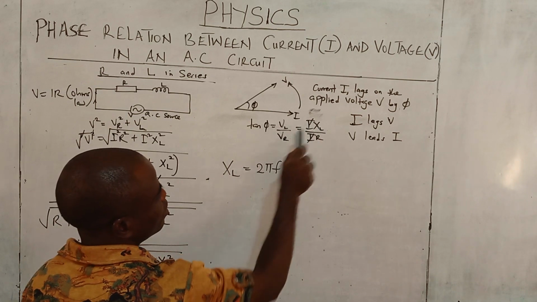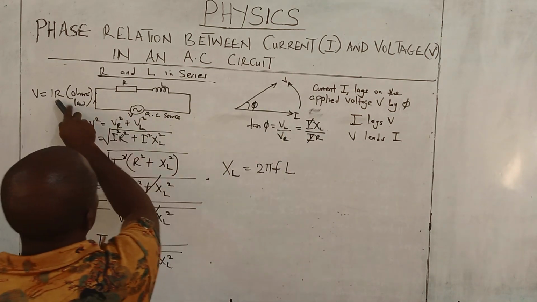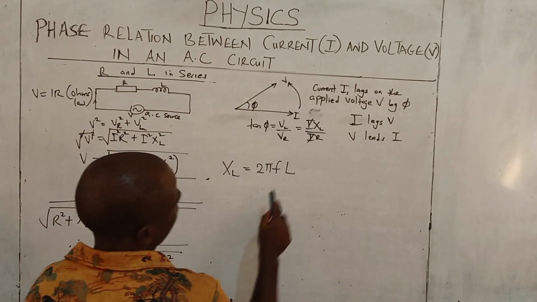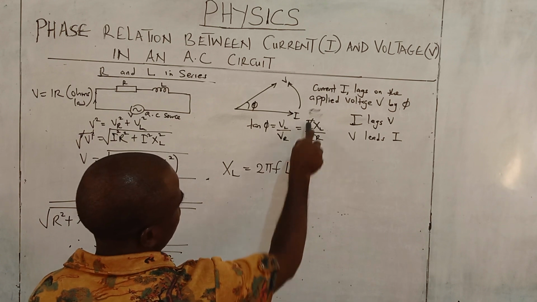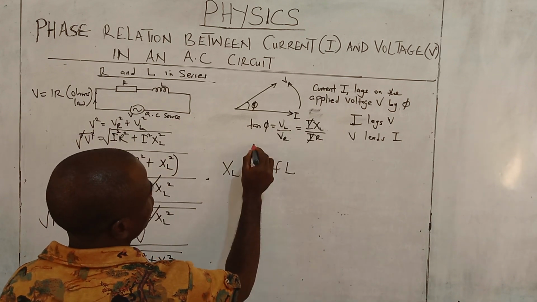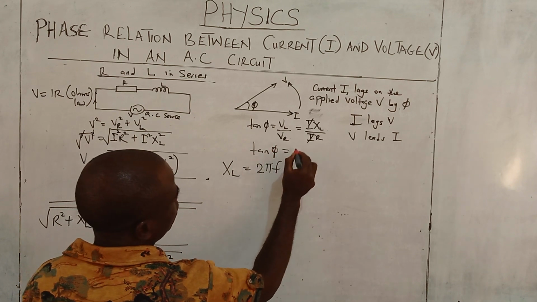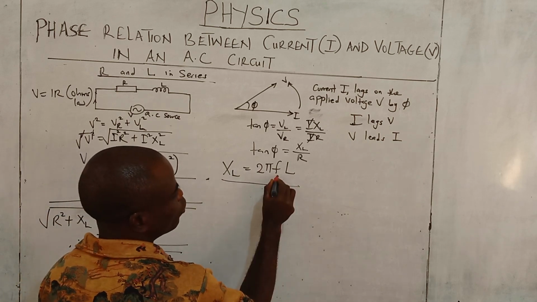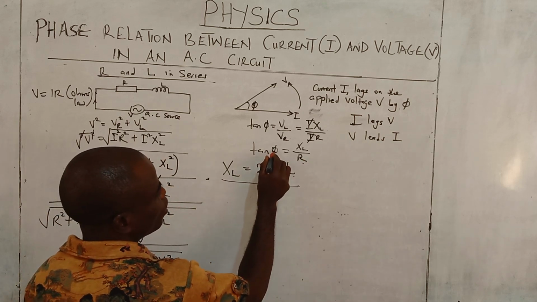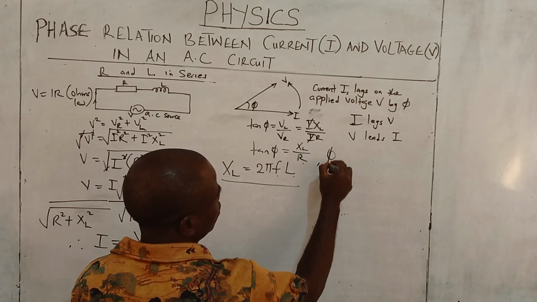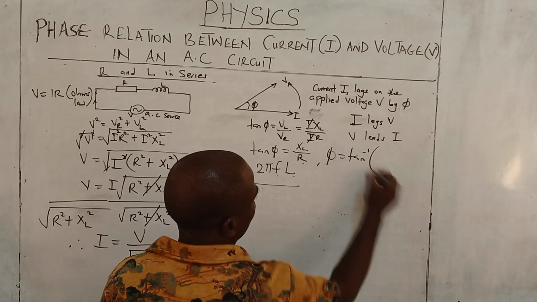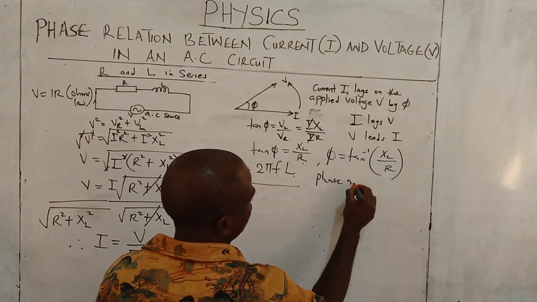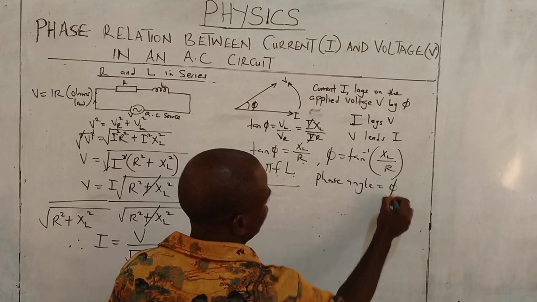Now VL is I XL, when you apply Ohm's law, and VR is IR. So you have I XL over IR, and I cancels I. You now have tan phi equals XL over R. When you see a question like this, they will give you the frequency and the inductor; you calculate XL, divide by the resistor, and you get your tan phi. The phase angle phi is the tan inverse of XL over R. This is the formula to use to get the phase angle.